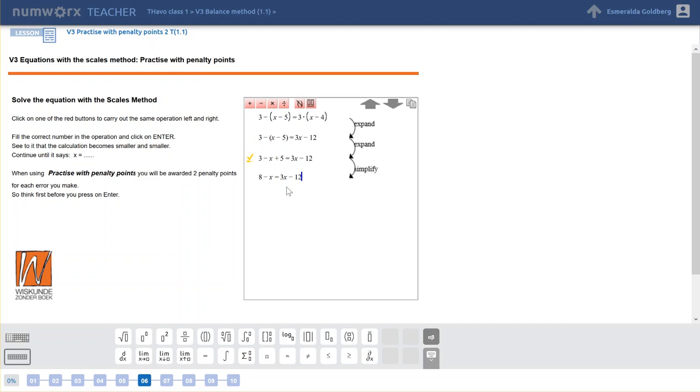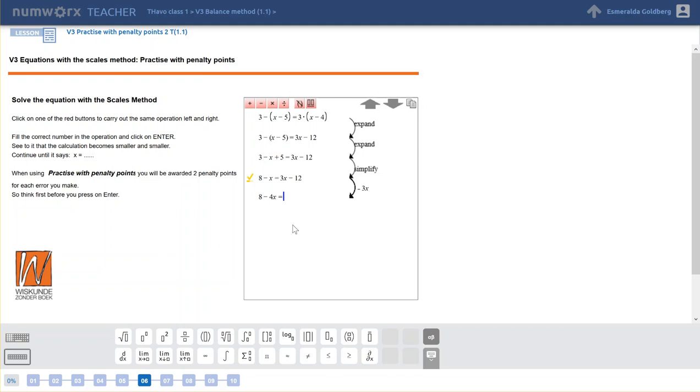That means removing all x's from the left-hand side and removing all regular numbers from the right-hand side. Removing the 3x from the right-hand side means that I have to remove 3x by doing minus 3x. That means I have to subtract 3x from minus x. So I have to subtract 3x from minus 1x. And minus 1x minus 3x is minus 4x. So 8 minus 4x is what I now get on the left-hand side.